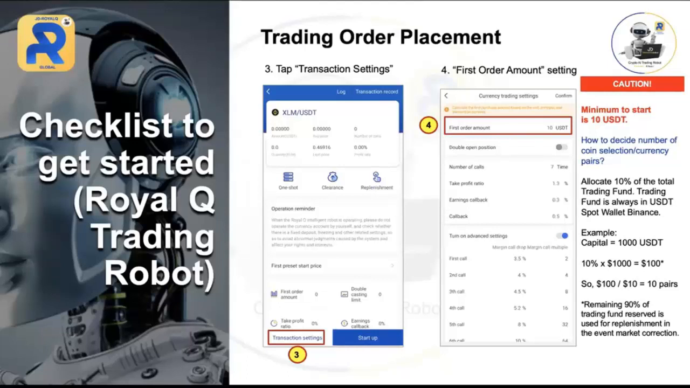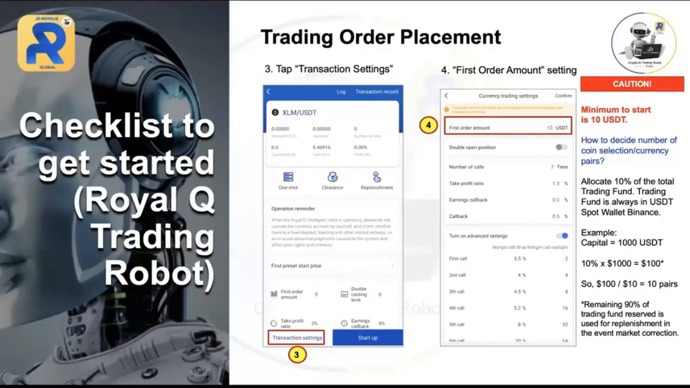Now, how to decide the number of coins or currency pairs to select? Very simple. As I mentioned earlier in the wallet management, you allocate 10% of the total trading fund. The trading fund is always in the USDT spot wallet in your Binance account. For example, let's say you have $1,000 of USDT in your spot wallet. 10% of that will be $100. If my first order for each pair is $10, then 100 divided by 10, how many pairs can I select? 10 pairs. Can you see that? I can do 10 pairs.